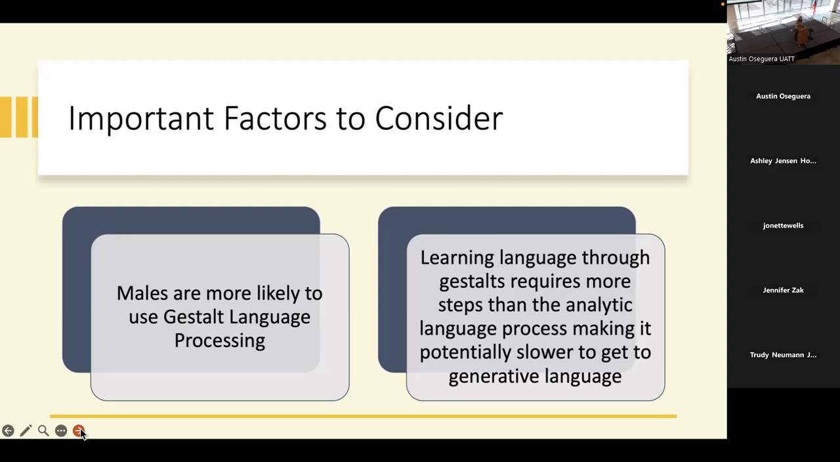We're going to get into what language development looks like for Gestalt language processors a little bit later, but that's an important thing to remember because our Gestalt language processors have a few extra steps before they're at the place where analytic language processors begin. We just want to remember that as they're going through school and they're delayed, they also had some extra work to get to where they are.